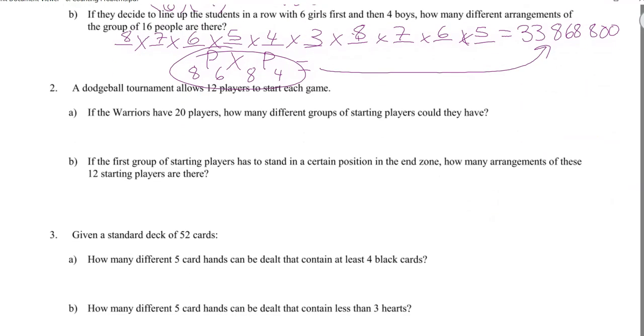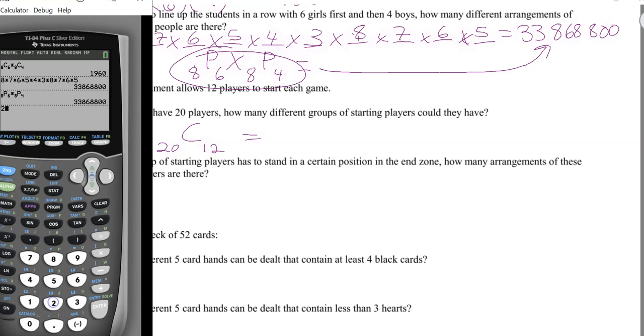A dodgeball tournament allows 12 players to start each game. If the Warriors have 20 players, how many different groups of starting players could they have? So we're going to assume there's no real positions on this. We just have 20 players. So a group of starting players, right? Wouldn't really matter what position they were in. So this will be 20 choose 12. 20, math, probability, 3, choose 12 is 125,970.